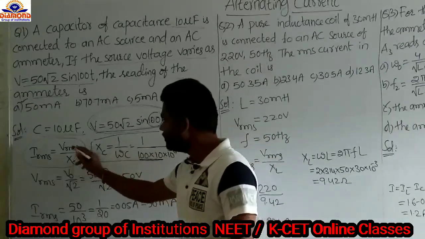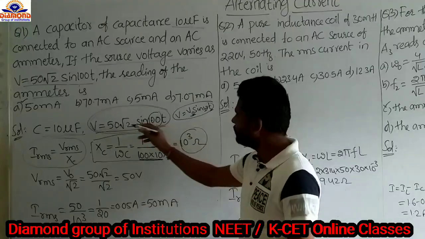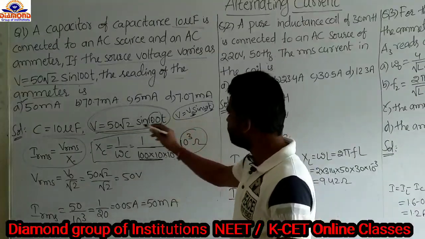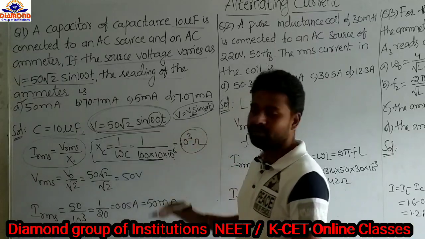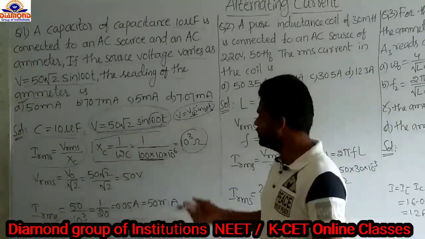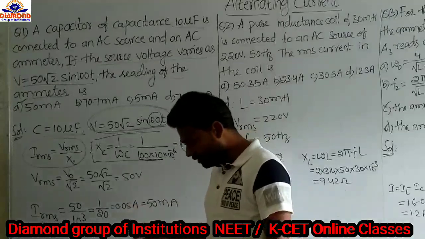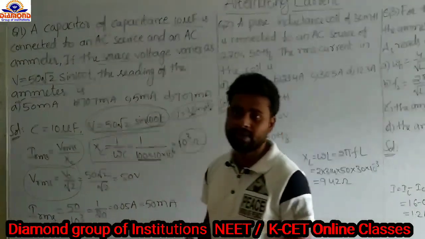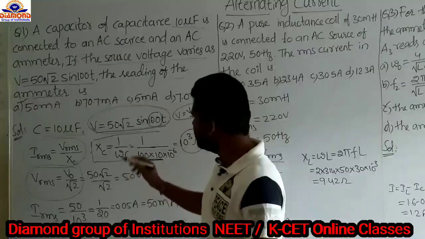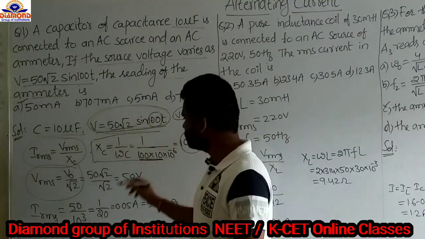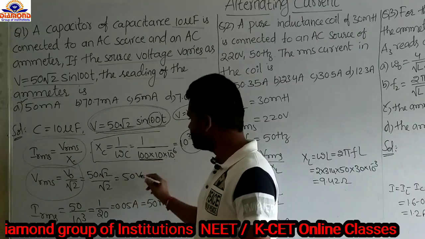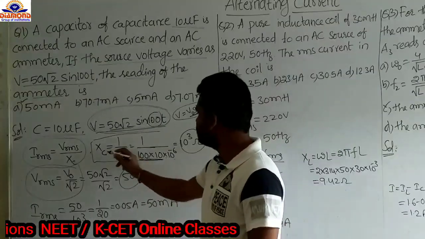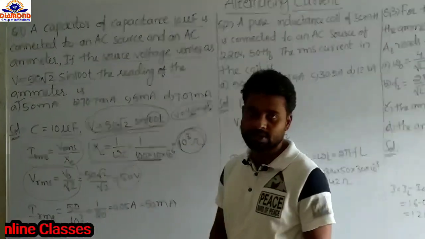So XC is completed. Now we have to find the VRMS. From the equation 50 root 2 sine 100 t, 50 root 2 indicates the V0, the maximum voltage. We know the VRMS formula: VRMS equal to V0 by root 2. The V0 value is 50 root 2, so 50 root 2 by root 2. Root 2 cancels, and we get 50 volt. So the VRMS value is 50 volt and the capacitive reactance is 10 power 3 ohm, 1000 ohms.